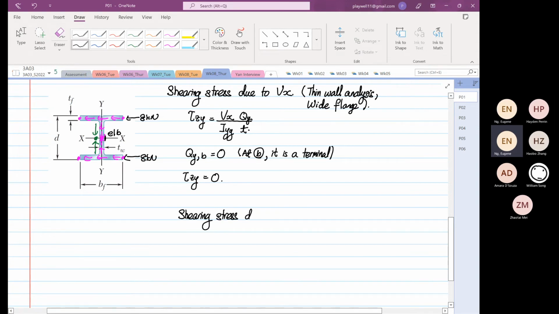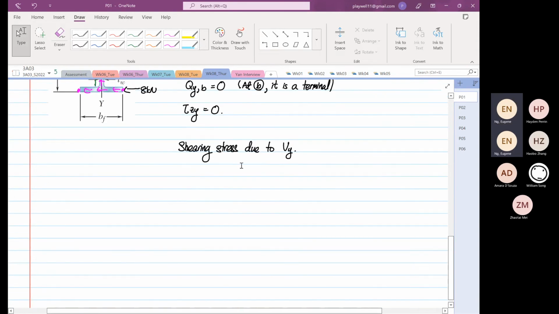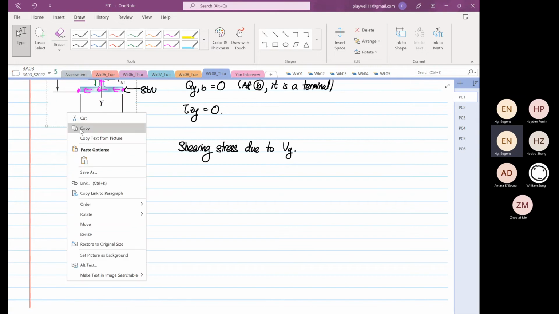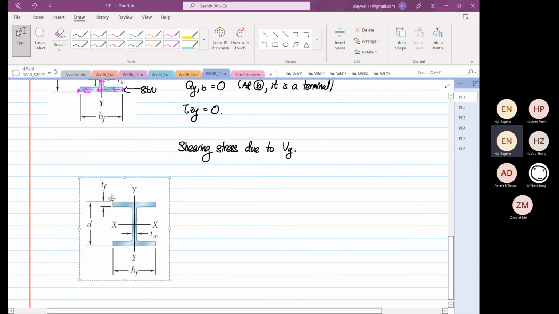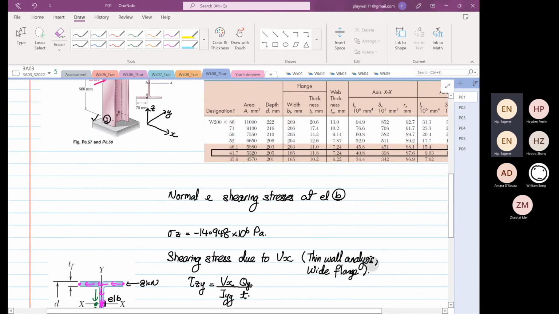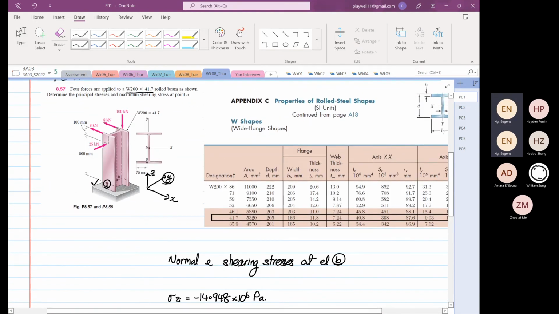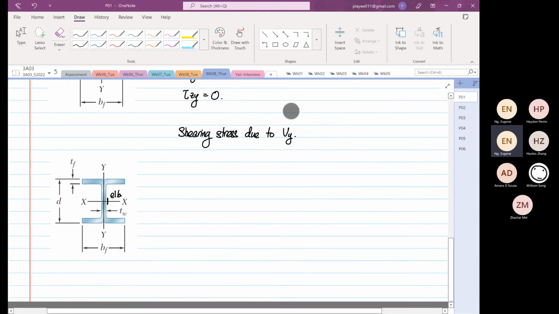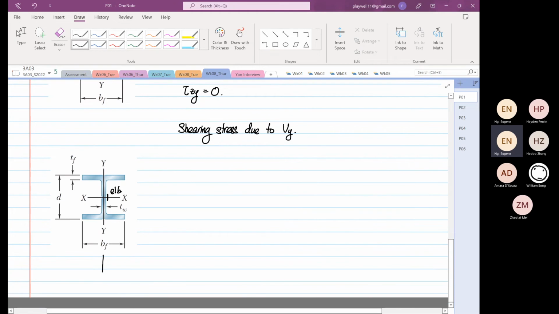Due to Vy, okay? So now we look at our Vy. So let me draw element B first. So this is our element B. So Vy, okay, so y direction. So this is our Vy coming at 25 kilonewton. Okay, then we now design our shear flow direction.